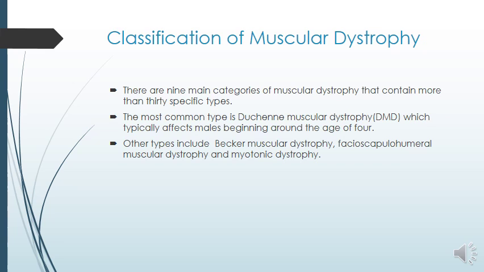There are 9 main categories of muscular dystrophy that contain more than 30 specific types. The most common type is Duchenne muscular dystrophy, DMD, which typically affects males beginning around the age of 4. Some of the other types include Becker muscular dystrophy, facioscapulohumeral muscular dystrophy, and myotonic dystrophy.